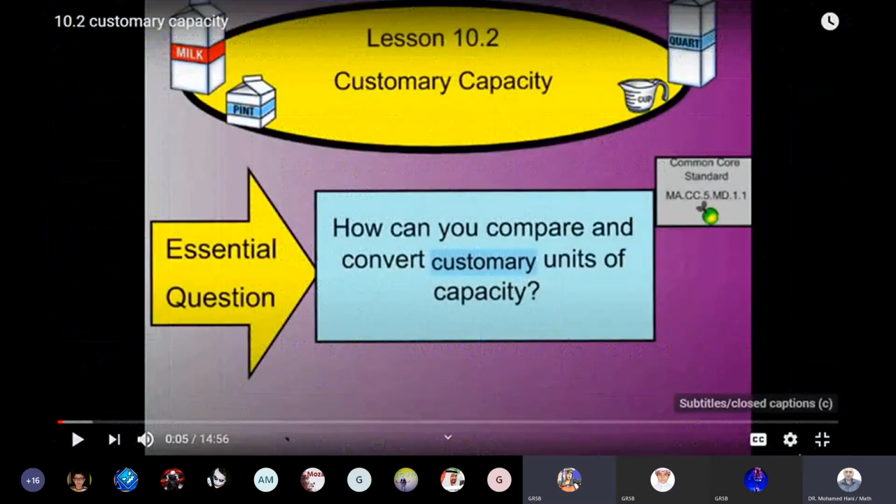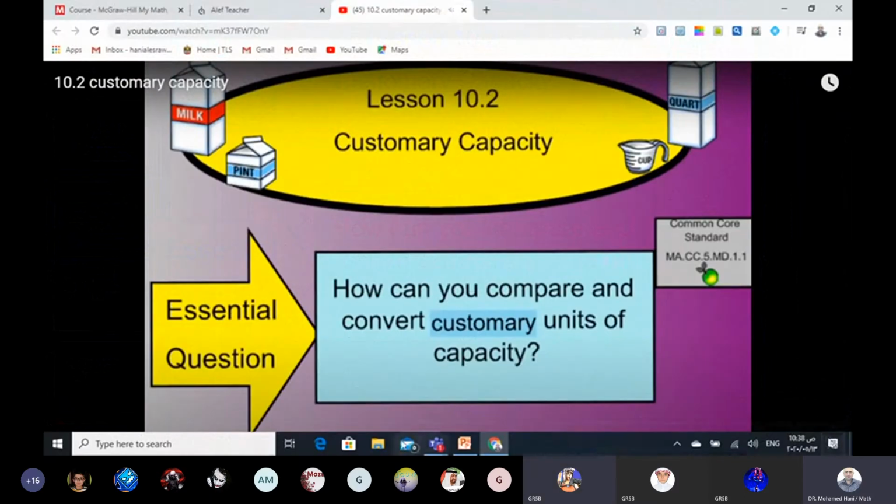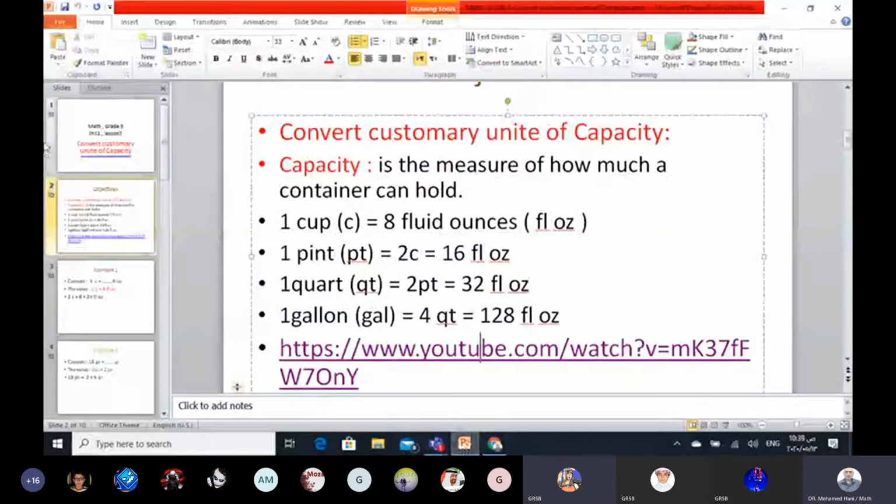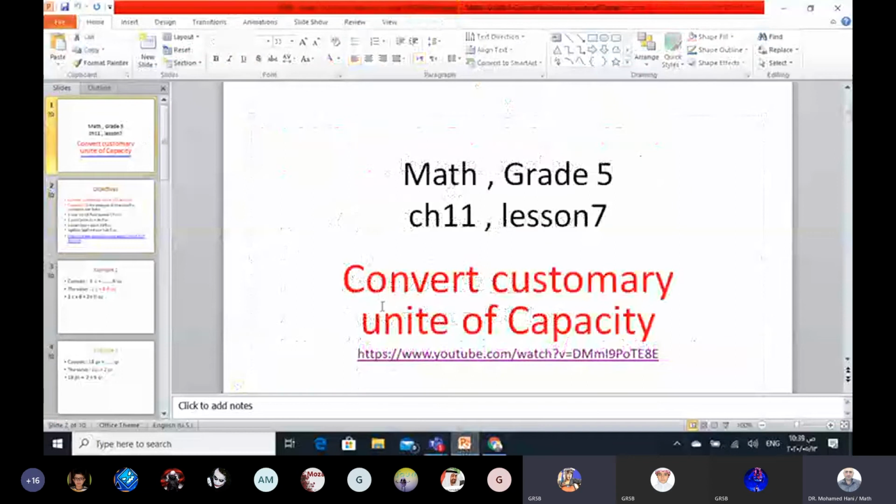Alright, so our lesson today, convert customary unit of capacity. Now put your mic in mute and listen, please.